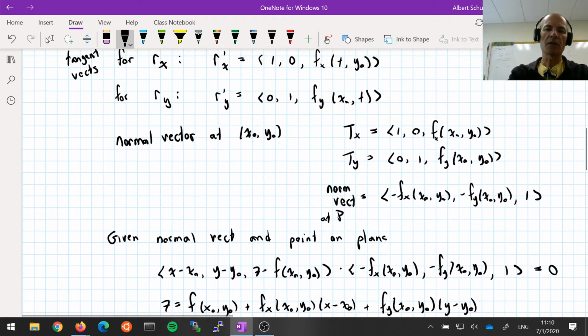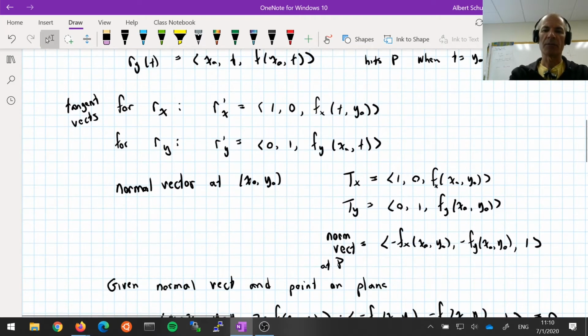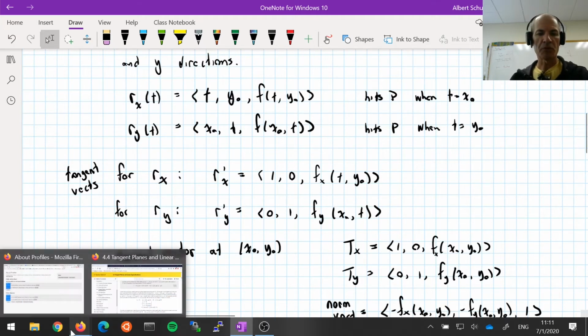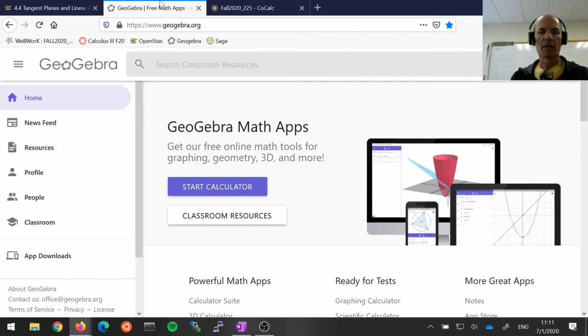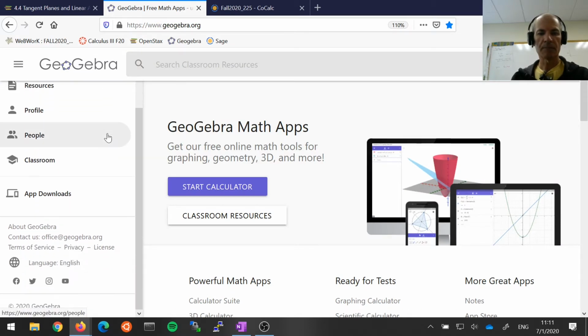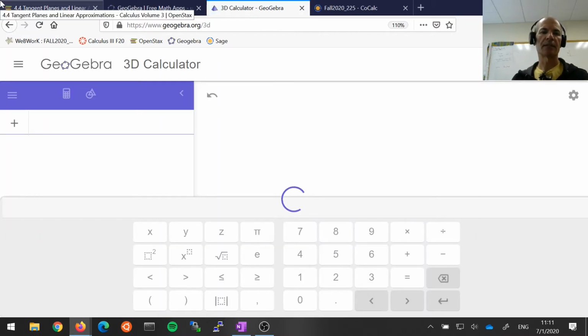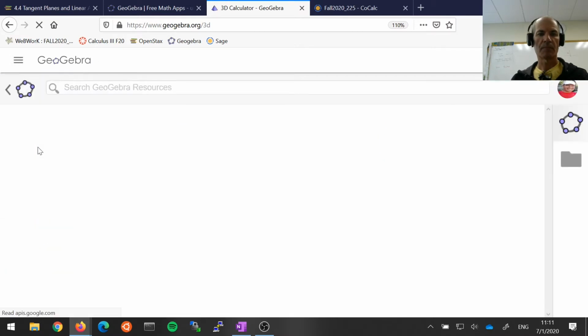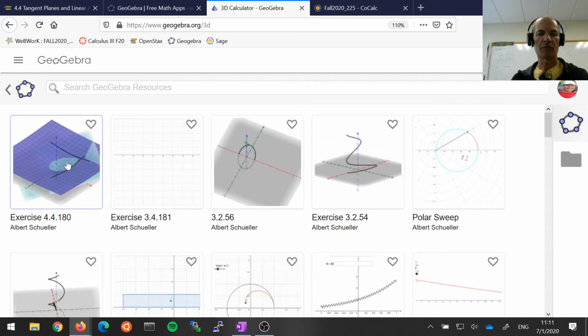All right, so that's a derivation that I want you to read through and understand. I want you to be able to talk about these kinds of ideas. So we're taking what we know about space curves and their derivatives, and we're now using them to calculate normal vectors. I have a quick little GeoGebra visualization of this situation. Let me grab that for you. This is going to be in 3D, so we'll start the 3D calculator and let's open up this visualization.